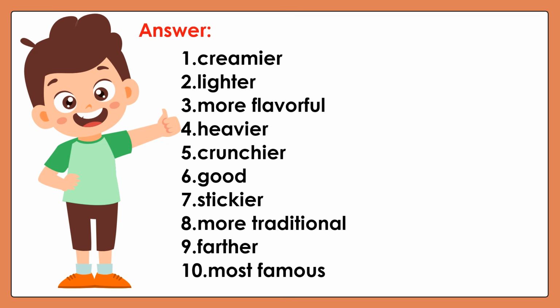Let's answer. Number 1, creamier. Number 2, lighter. Number 3, more flavorful. Number 4, heavier. Number 5, crunchier. Number 6, good. Number 7, stickier.